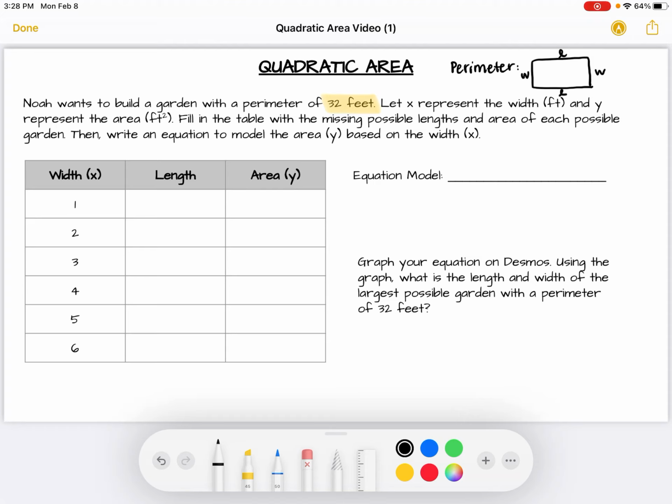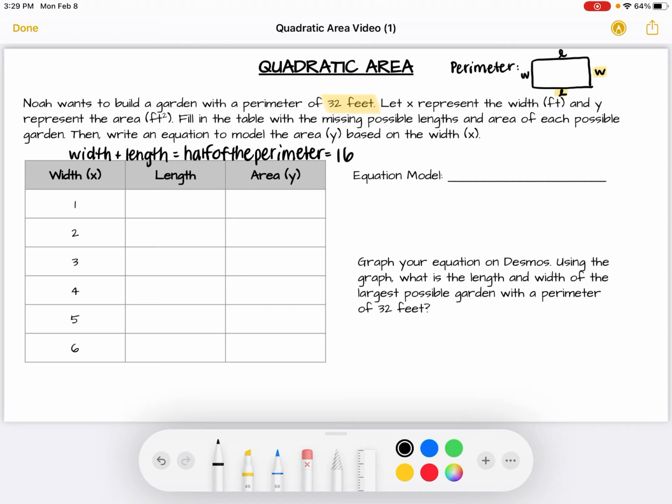So if I need to make a table with width and length, I know that one width plus one length is always half of my perimeter, okay? So one width and one length is always half my perimeter. That means my width and length in my table should add up to half the perimeter. In this case, the perimeter is 32, and half of 32 is 16. So my width plus length always needs to add up to 16.